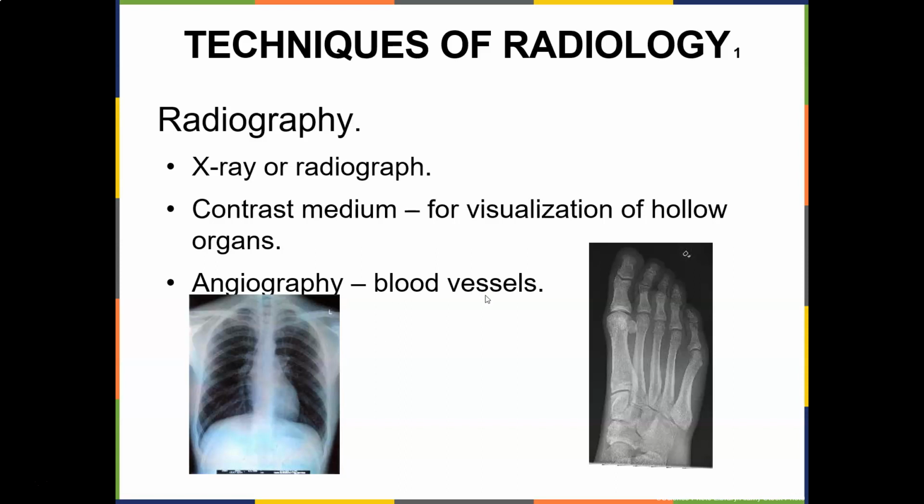The contrast medium is for visualization of hollow organs, and we'll talk about why certain things are white versus black versus gray when we talk about x-rays a little bit later on. Okay, and then angiography, we can see blood vessels. So most of the time, why do we use x-rays?